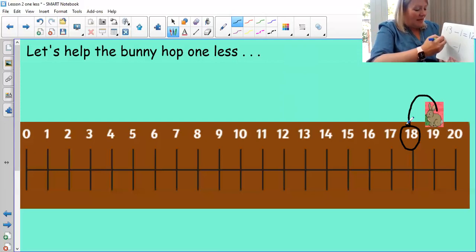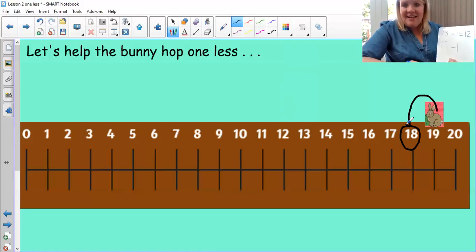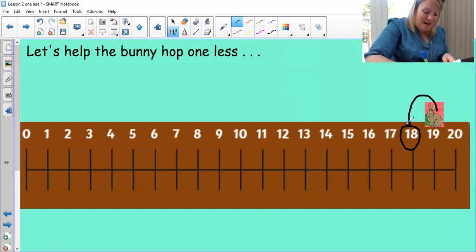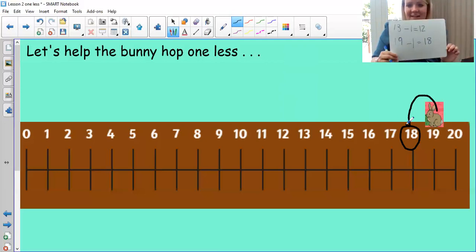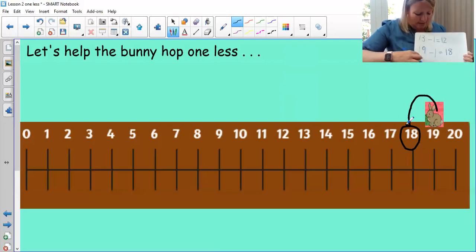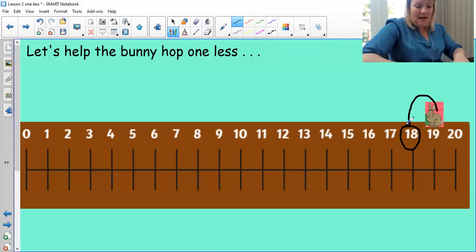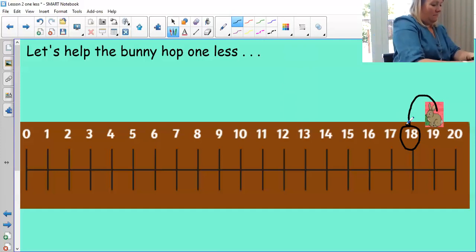My starting number is 19. Now, when Bunny hops 1 less than 19, I'm left with 18. Much better. So 19 take away 1 equals 18. 1 less than 19 is 18. Excellent job, guys. Well done. Good job I've got you to help me, isn't it? Okay, let's rub that out.